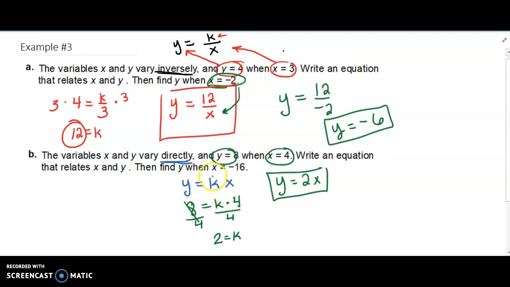And then it says find y when x is negative 16. So that's all we're going to do is plug in negative 16 for x. So I'd get y equals 2 times negative 16. So my y is negative 32.